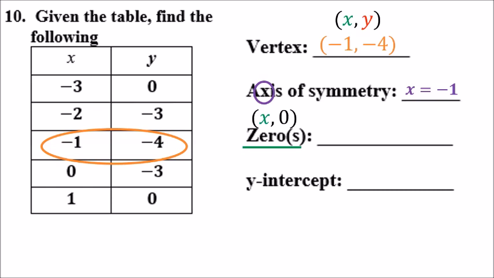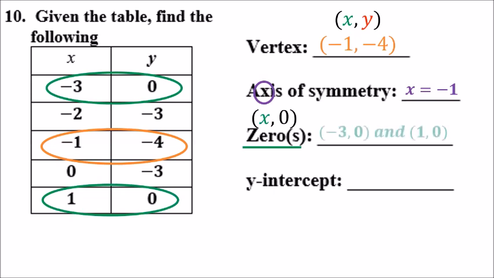But my vertex was -1, -4. That is not one of the zeros. So I'm looking for 2 things where what is the value for x when the value for y is 0? Well, I see that I have one right here at the top, and I see that I have another one here at the bottom. So the value for x is -3 and 1. So when you write that, sometimes they want it as an ordered pair. So you can write that easy enough from your table. -3, 0 and 1, 0, where we have the value in for x and a 0 in for y.